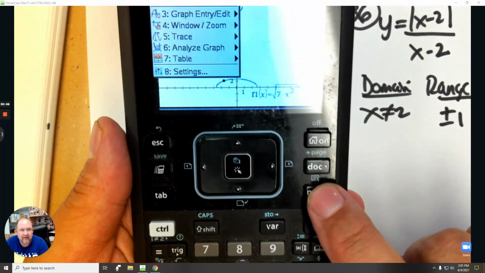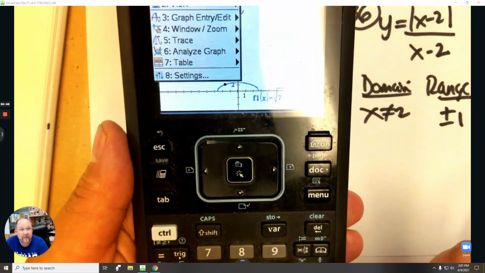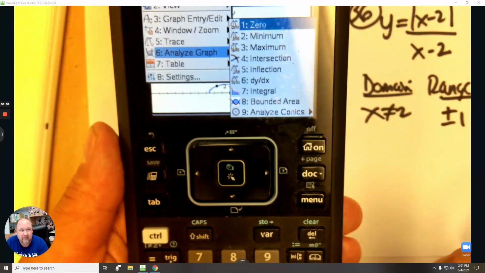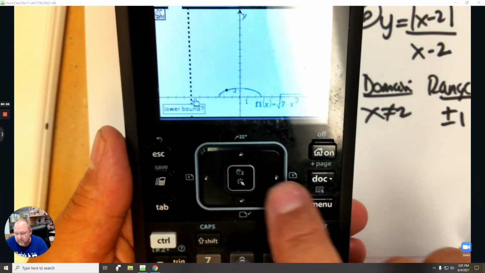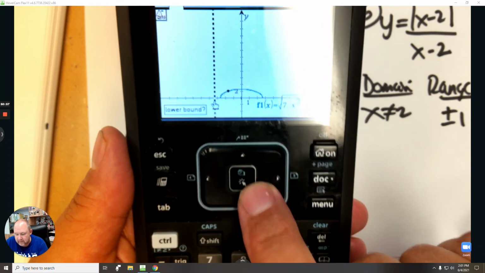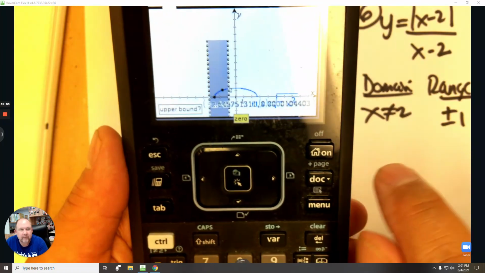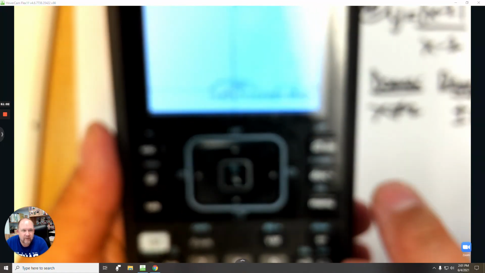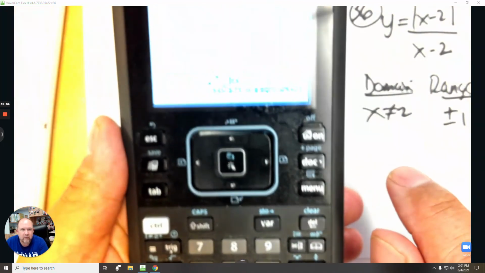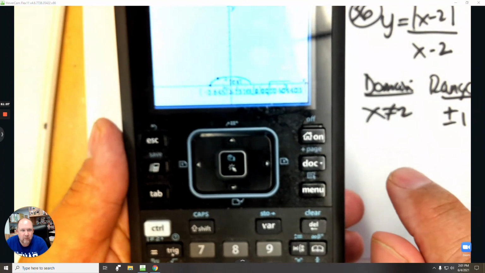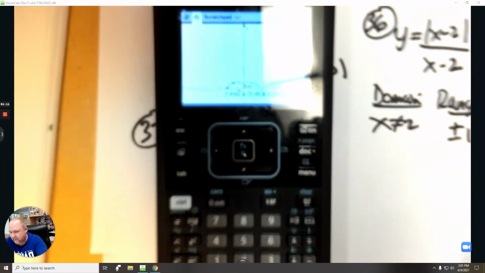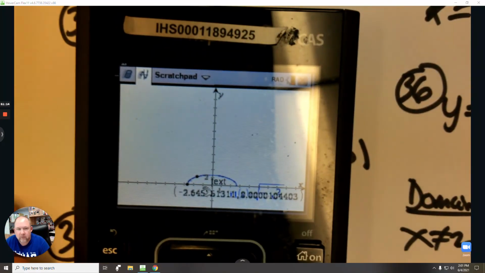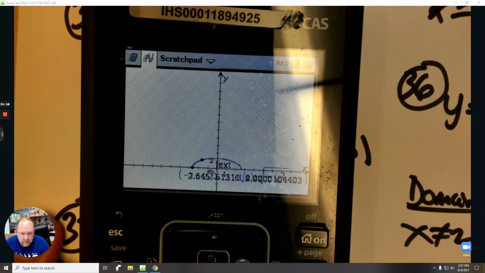So I'm going to go menu, I'm going to go analyze and find the zeros so I can find the least and the greatest. So for this one, if I go left to right, the smallest x value is right there, negative 2.645. I don't know why my camera starts to get a little fussy in terms of focusing in. So negative 2.645.